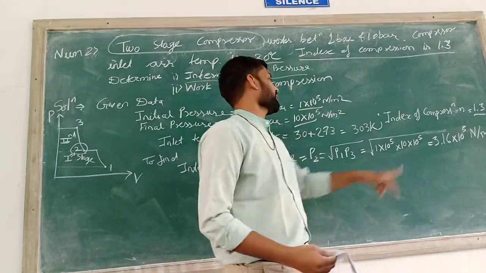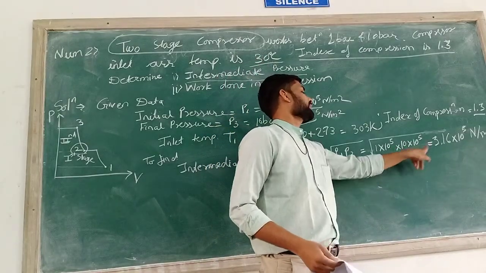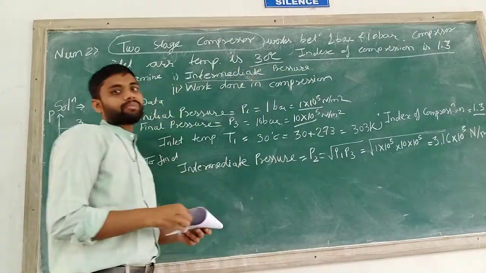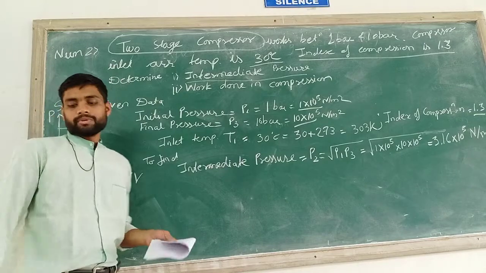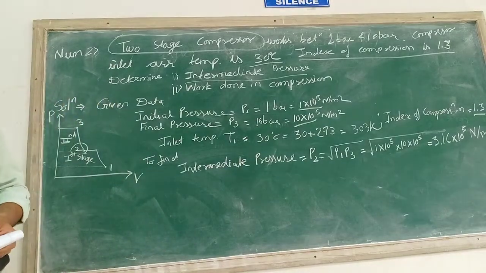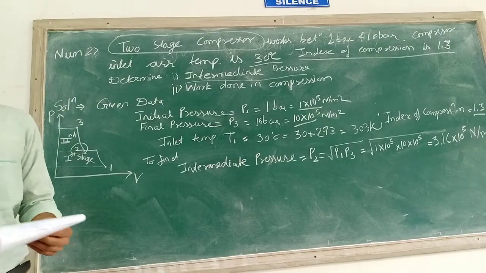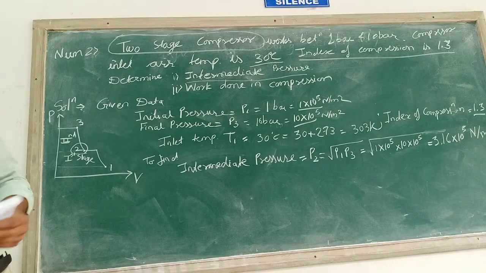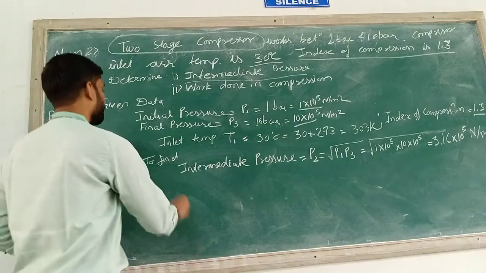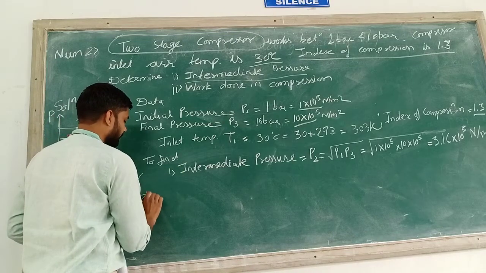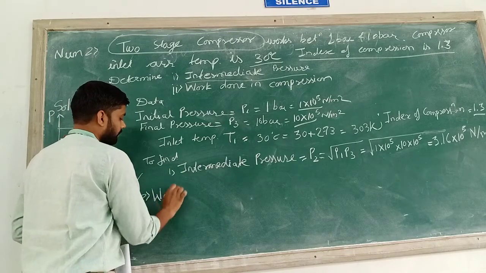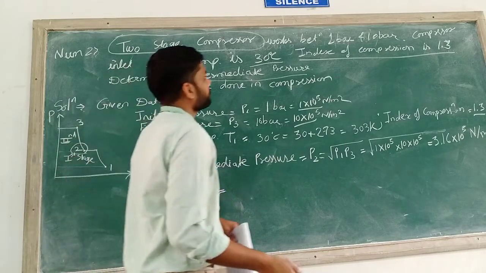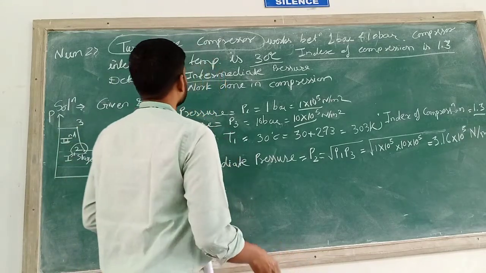If you do not use the conversion factor 10 to the power 5, then we will get this value in bar. But here we are using this conversion factor, so we get this value in terms of newton per meter square. Now we need to find out the work done in the compression. This is a two-stage compression.